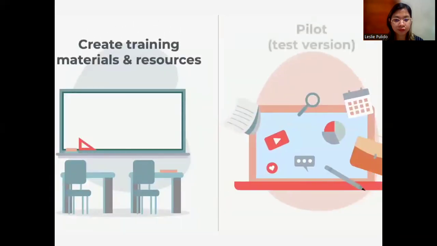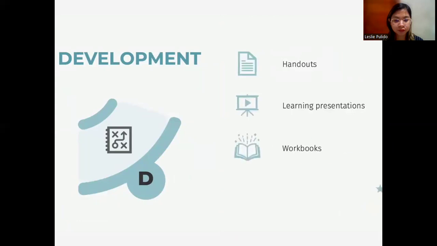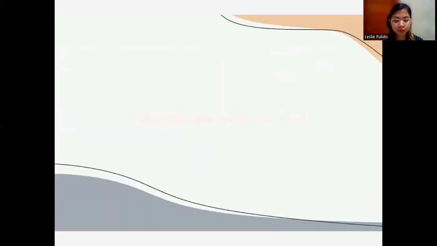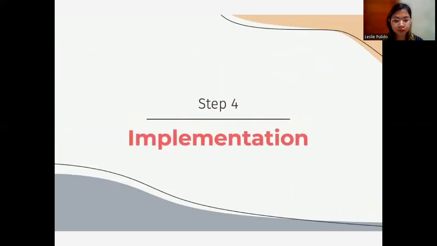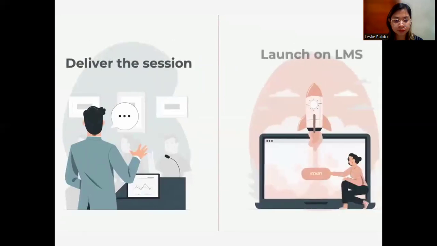For online courses, this is where you would run a pilot or a test version of your course and share it with a small group of learners to get their feedback. However, in our example, I would prepare any handouts, learning presentations, workbooks, as well as feedback surveys. As soon as that's done, you can proceed to the fourth stage, implementation. For a traditional classroom, that means delivering the session. For online courses, this means launching it on the learning management system.